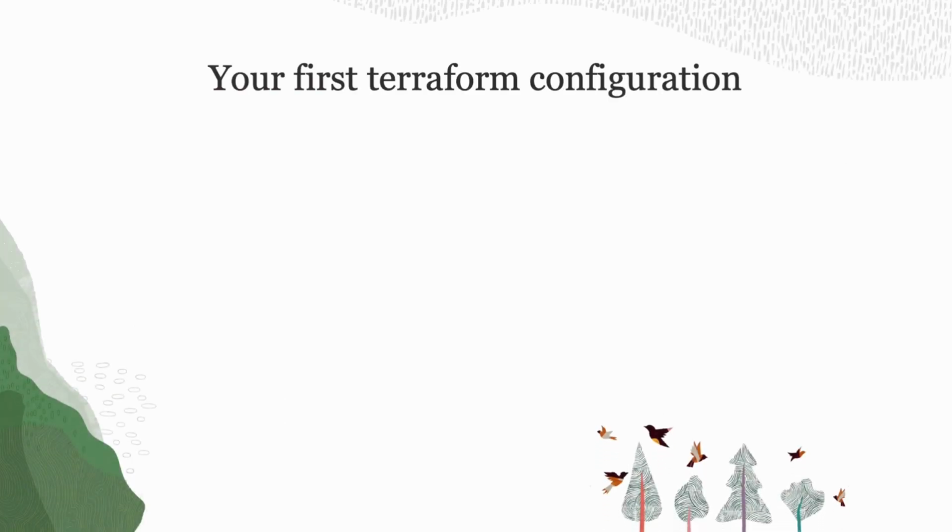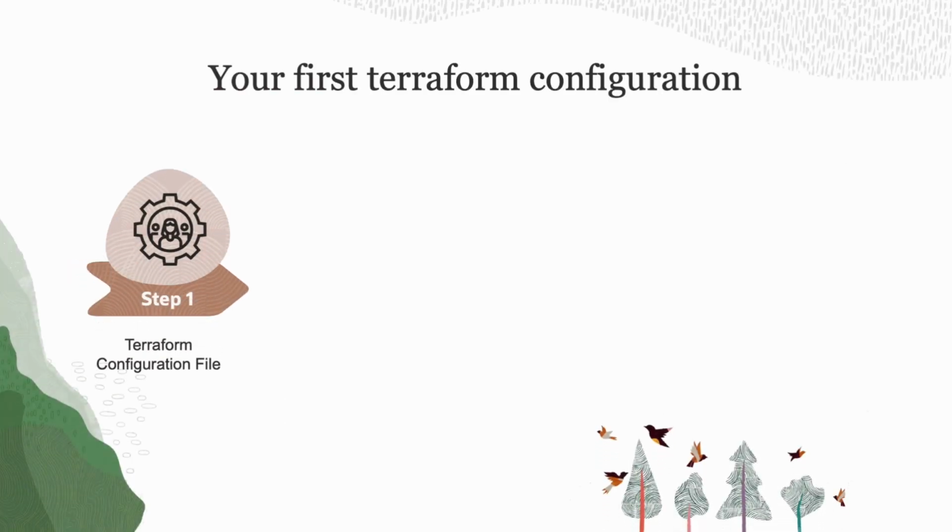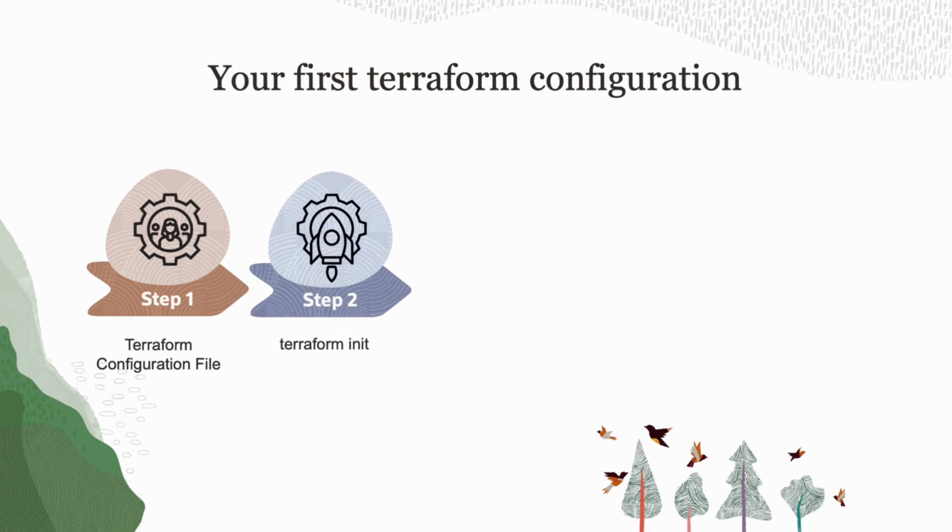The Terraform workflow consists of the following steps. Step 1, the Terraform configuration file. In this step, you will define the infrastructure you want to deploy using a configuration file written in HashiCorp Configuration Language, HCL. This file specifies resources, variables, and providers. Step 2, terraform init. Once your configuration file is ready, the next step is to initialize your Terraform environment using the terraform init command. This command sets up your working directory, downloads necessary provider plugins, and prepares your configuration for deployment.